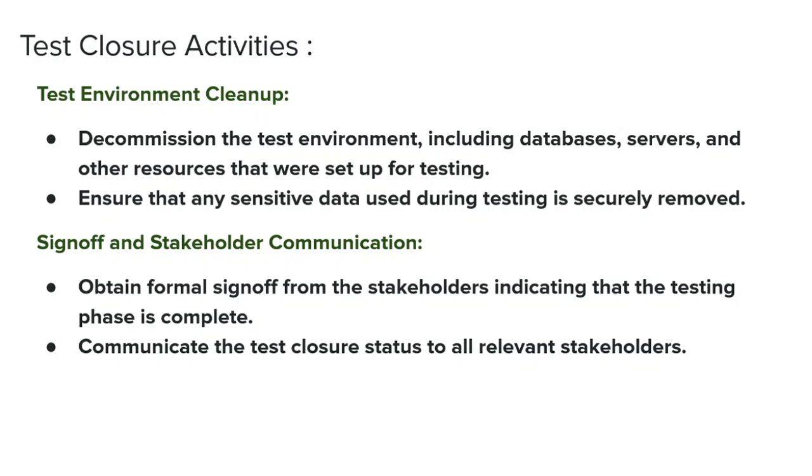Sign off and stakeholder communication. We should obtain formal sign off from the stakeholders indicating that the testing phase is officially complete. We can communicate all the test closure status to all relevant stakeholders. We can provide different types of reports to all the stakeholders so that they can also go through and provide the final confirmation and sign off from their end as well. So this is also one of the parts of test closure activity.